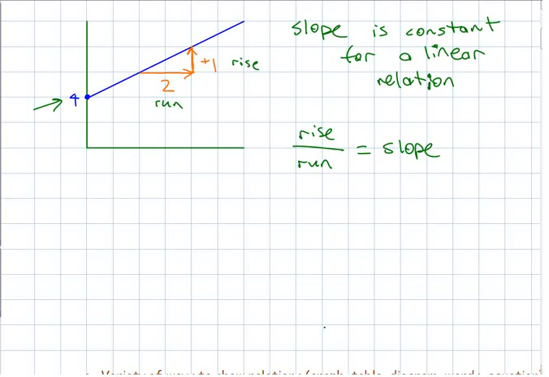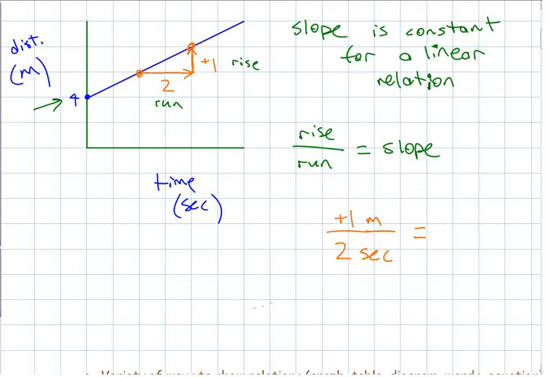For something to be a linear relation, it has to have a constant slope. Anywhere I measure that, if I was going to measure the slope here, let's say I went from that point to that point, I had a rise of +1, and this is, what could this be here? Let's say that this was distance in meters, and this is time in seconds. This is saying that I go +1 meters in 2 seconds. What's my slope? 1 divided by 2? What's 1 divided by 2? 0.5.